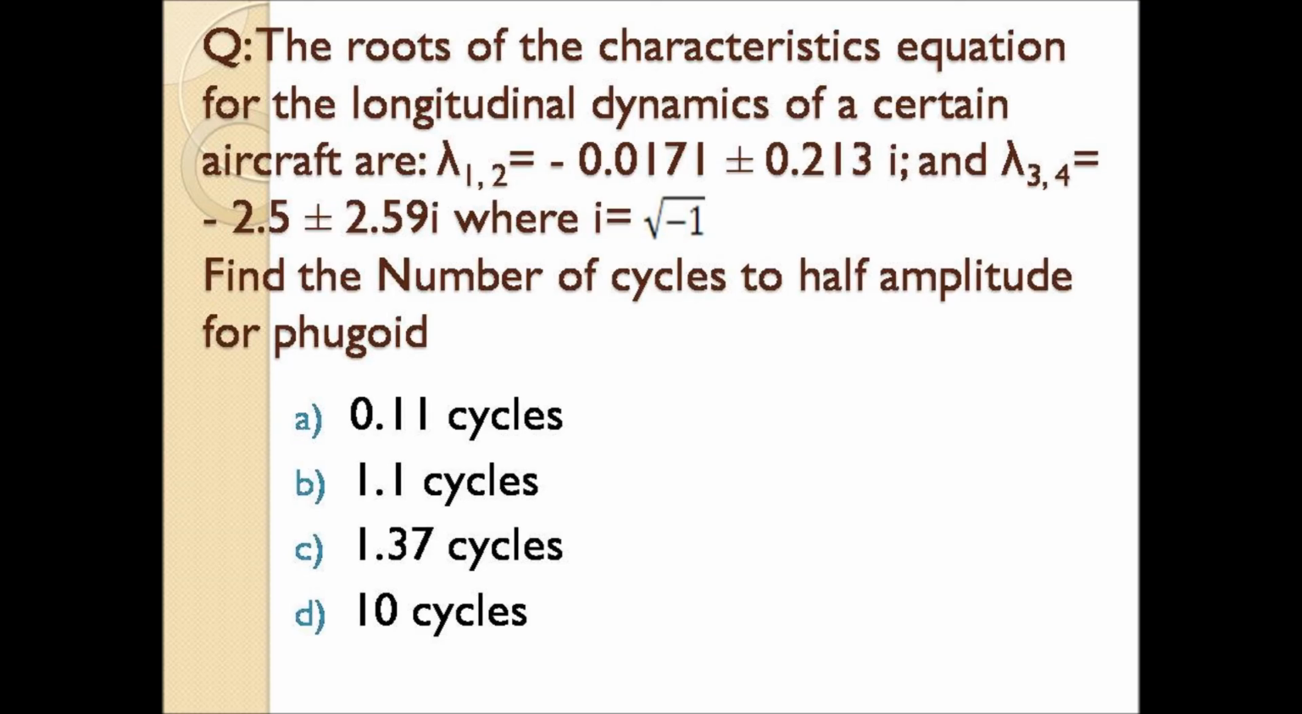Now let's see the solution. Here are the given data. From here you know what is meant by Phugoid, which will have a low frequency. So obviously lambda 1 2 will be the answer. So from lambda 1 2 you can get omega n, that is the undamped natural frequency for it. And from there you know the formula for the number of cycles to half amplitude.